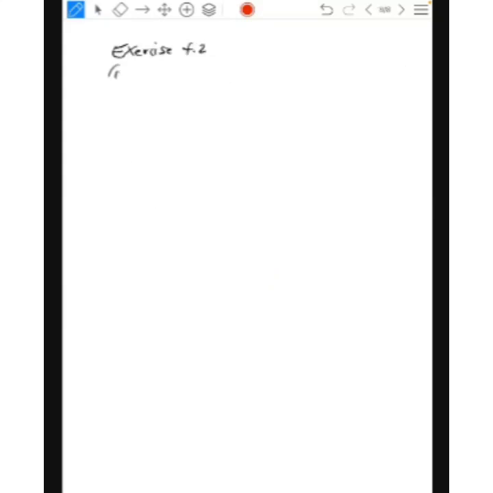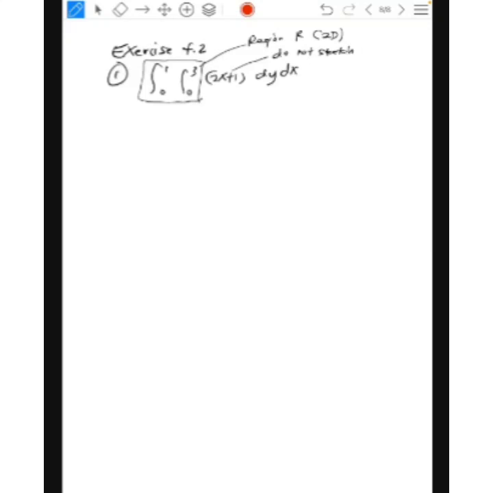Okay, when the question asks to sketch the region, actually it asks you to sketch this region. This is R, region R. For 2D we call it region R. Do not sketch this one. This is what we call the integral. So actually we have to sketch the region R, not the integral.